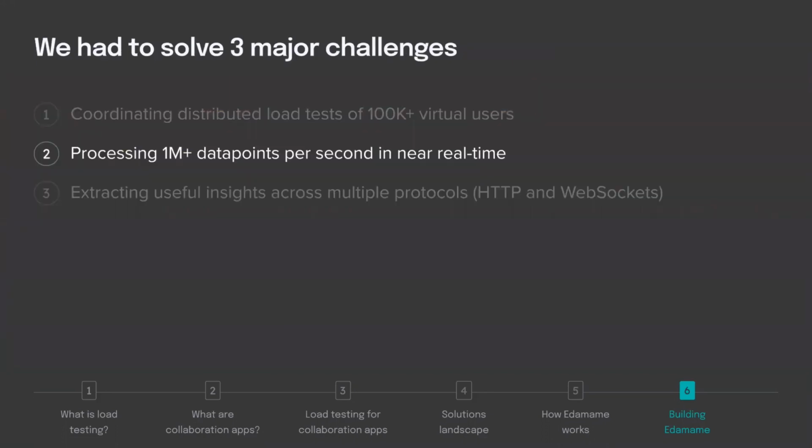So once we solved this problem of generating more than 100K virtual users, our bottleneck moved down into the data pipeline, which is that we now had to process 1 million plus data points per second, and we wanted to do all of this in real time.